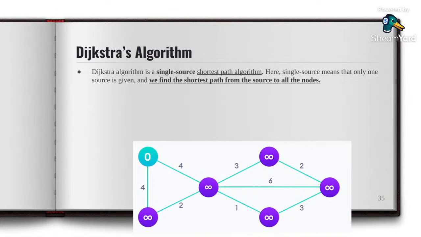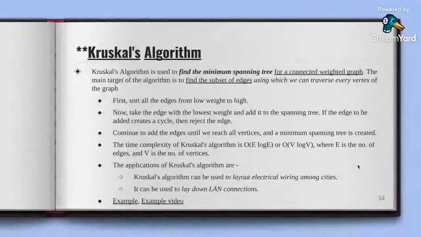Dijkstra's algorithm, a single source shortest path algorithm. Here single source means that only one source is given and we find the shortest path from the source to all the nodes. So basically, in this algorithm, we have to find the shortest path from the source to all the nodes. And in the Prim's algorithm, we have to find the minimum spanning tree for a connected weighted graph, which means find the subset of edges using which we can traverse every vertex of the graph.